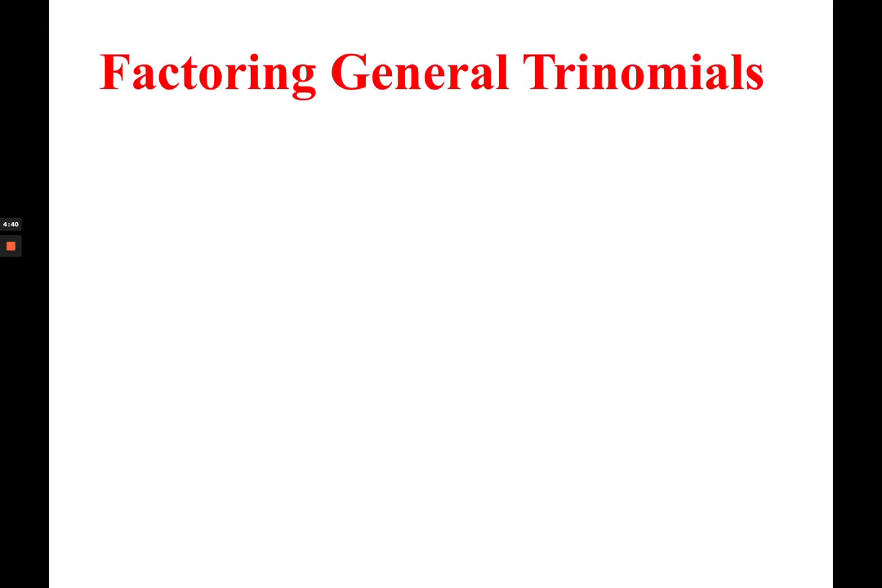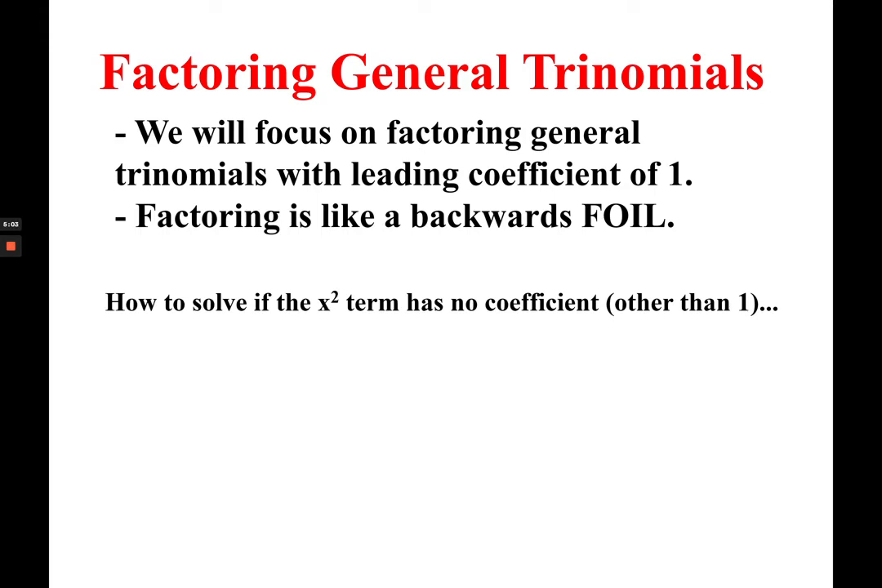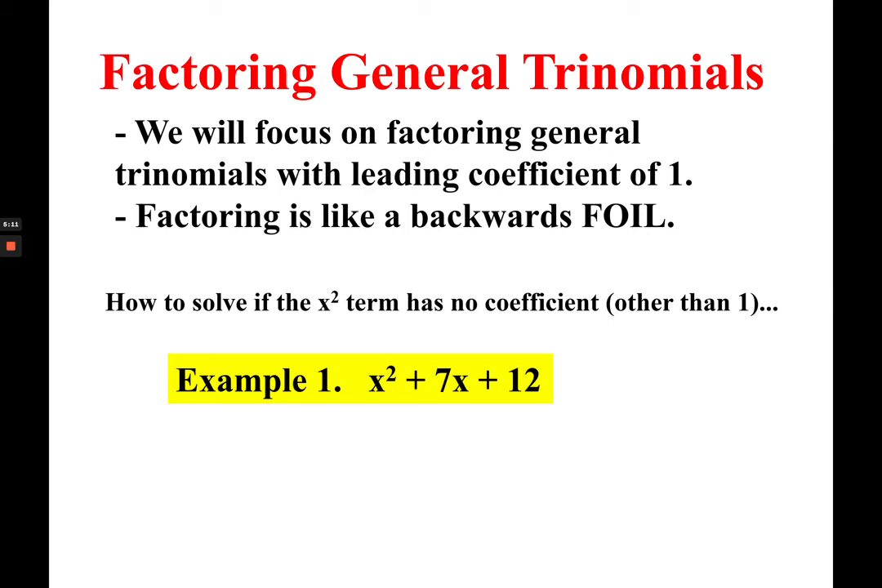Now this is the general trinomials, and this one also works for trinomial squares. We will focus on factoring general trinomials with leading coefficient of 1. We will spend another lesson for those with a number in front of the x squared. Remember, factoring is like backwards FOIL. This time we're going to learn how to solve if the x squared term has no coefficient other than 1. With the first example, x squared plus 7x plus 12, you see there's no number here, but actually it's 1.